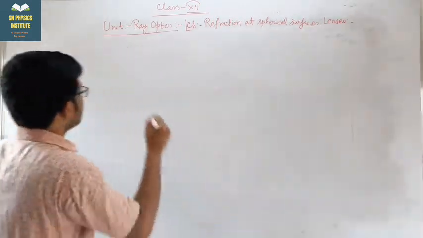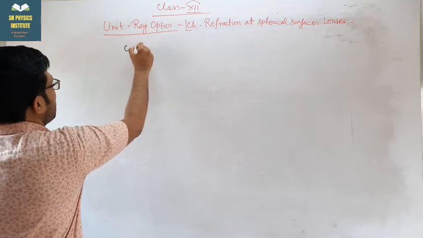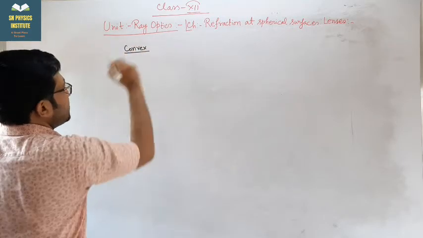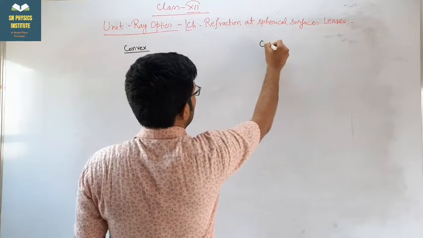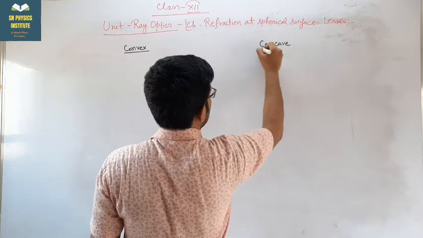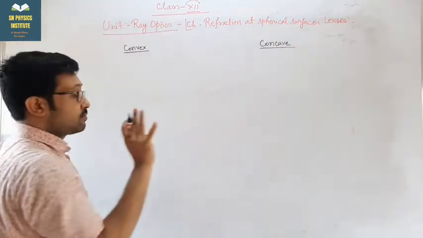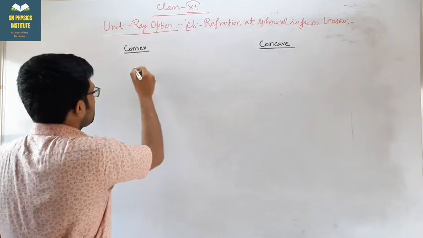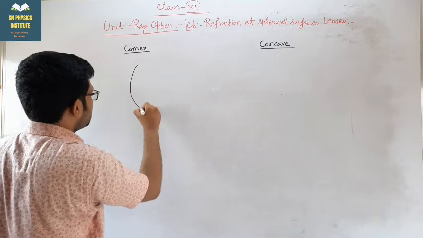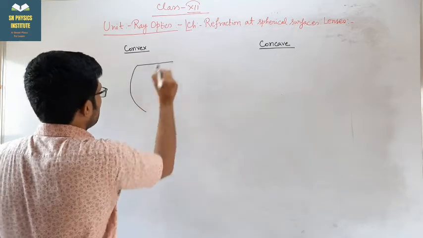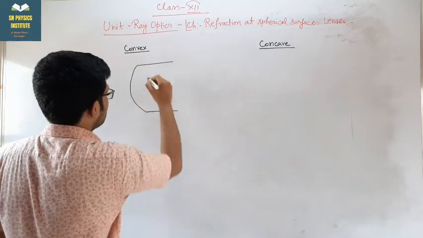One is the convex spherical surface, and another one is the concave spherical surface. So, two types of spherical surface. Now, convex spherical surface means what? This is your convex spherical surface.